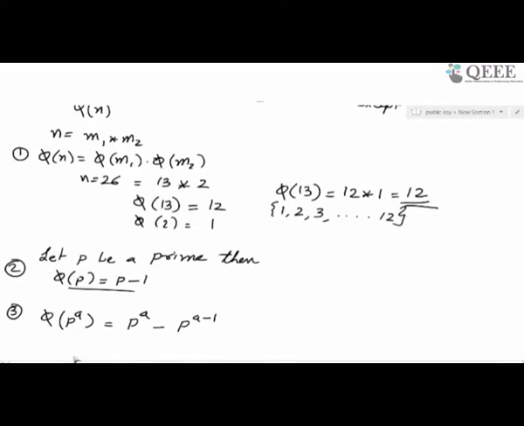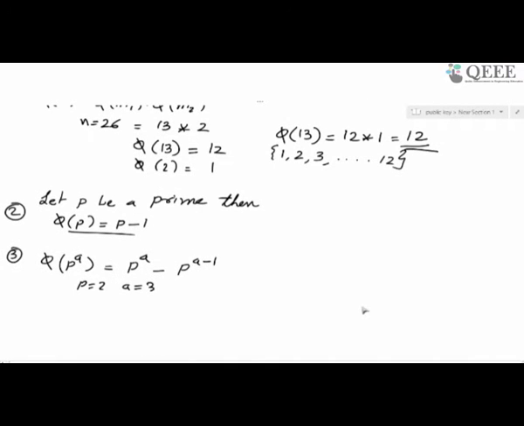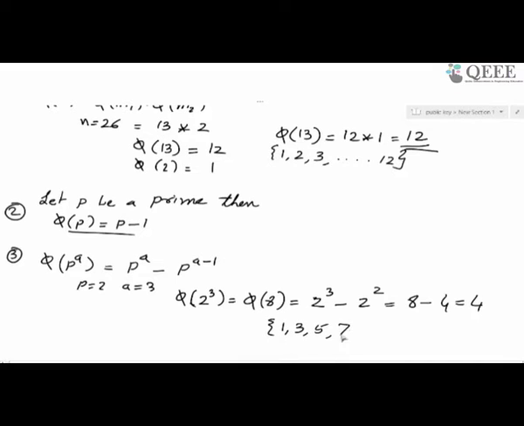Okay, so let us not go into the proof of this, but you can easily verify it. For example, if p equals 2 and a equals 3, then phi of 2 cubed, which is phi of 8, equals 2 cubed minus 2 squared, that is 8 minus 4, which is equal to 4. And indeed, let us just verify this. The numbers relatively prime to 8 are 1, 3, 5 and 7.